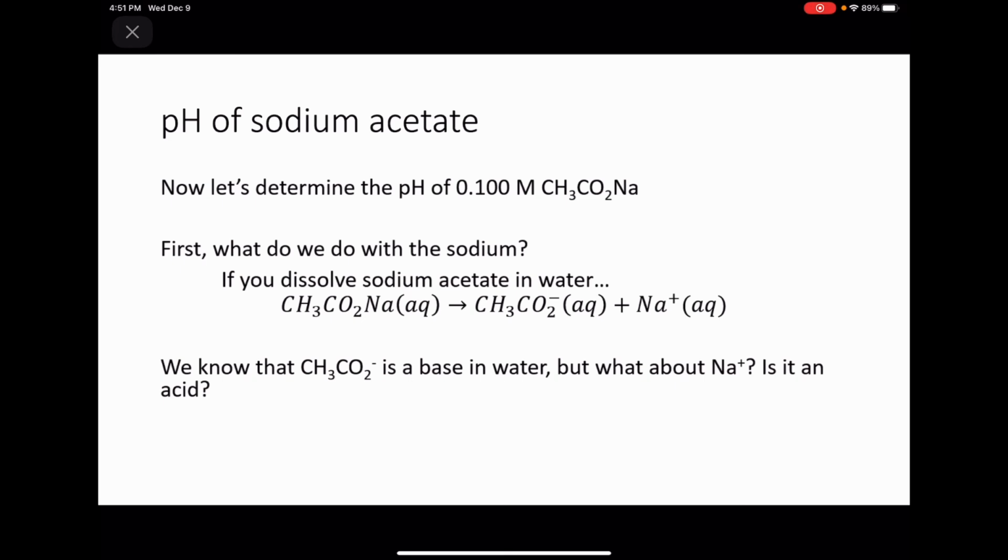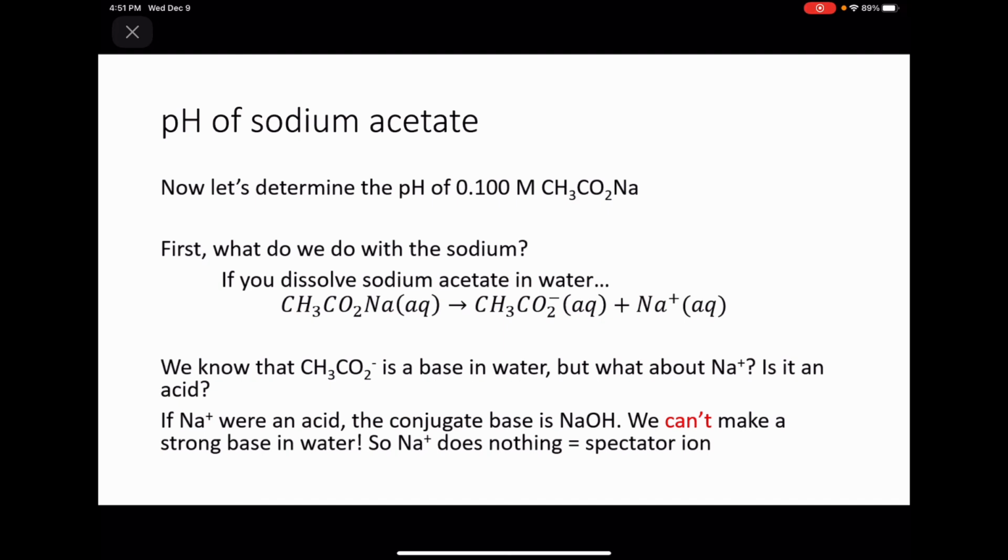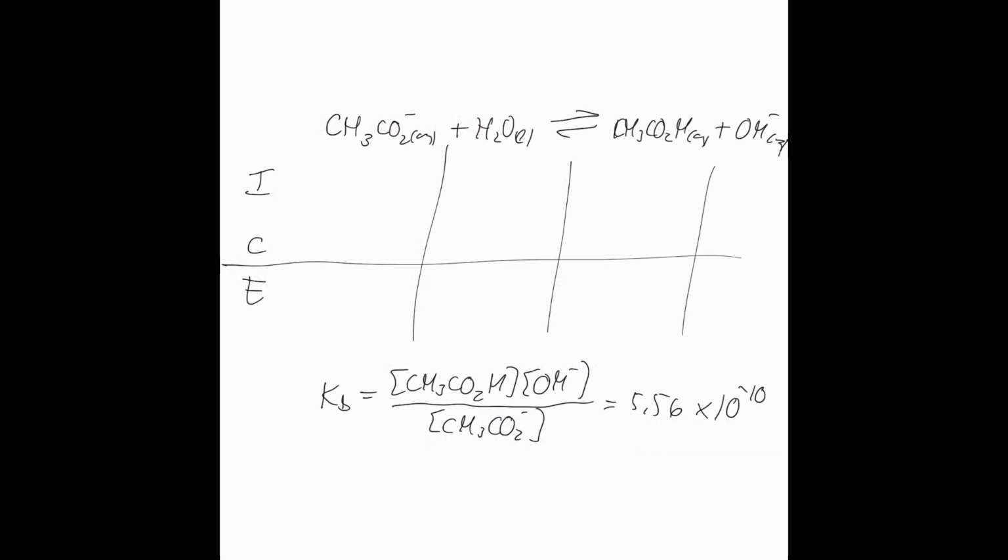Well, the first thing we want to do is look at what the conjugate base would be. If sodium plus were an acid, the conjugate base is sodium hydroxide. Sodium hydroxide is one of our strong bases. Just like the strong acids, you can never, under any circumstances, make a strong base in water. So our sodium also does nothing. It's just a spectator, like the chloride ion we had in HCl.